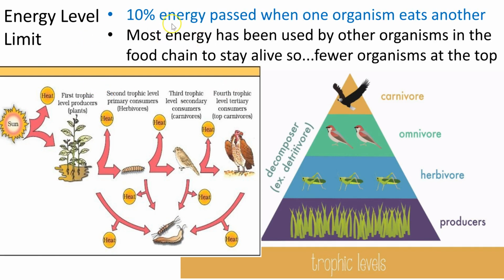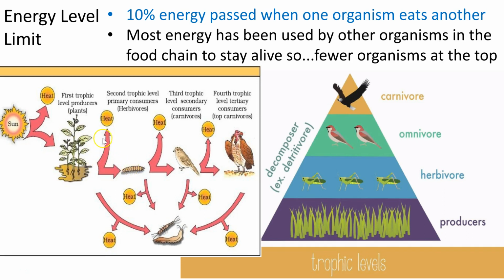Energy level. 10% of the energy is passed when one organism eats another. The reason only 10% is passed is because most energy has been used by the organism that was eaten, basically to stay alive. So fewer organisms are going to be on the top. For example, the plant is going to use a lot of the energy it gets through photosynthesis in the sunlight to grow, to take water up through the roots. So when this insect comes along to eat the leaf of the plant, it's not getting 100% of the energy. This plant has used most of that energy to live, so only 10% gets passed on.